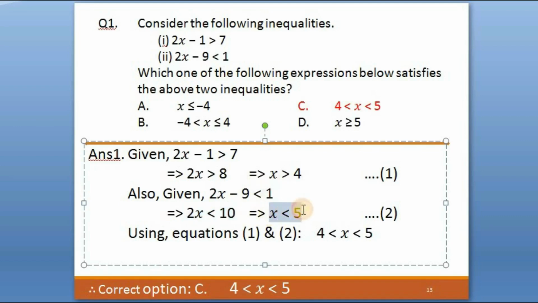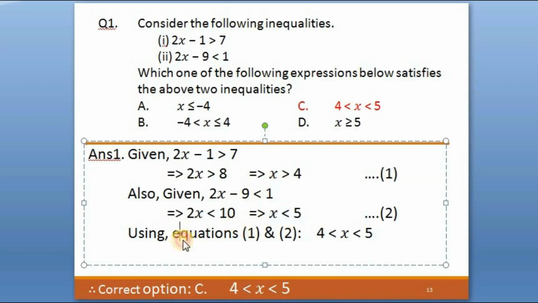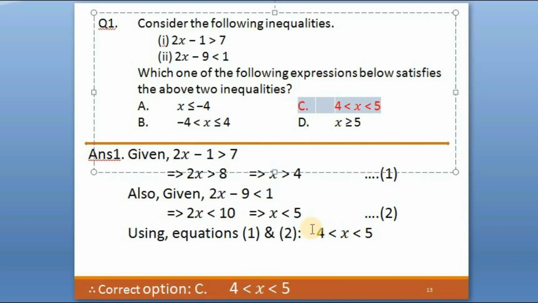So using equations 1 and 2, we can frame the x expression. Since equation 1 says x is greater than 4, and equation 2 says x is less than 5, the range we obtained is that x lies between 4 and 5. So C is the right answer. I think this question is clear to everyone.